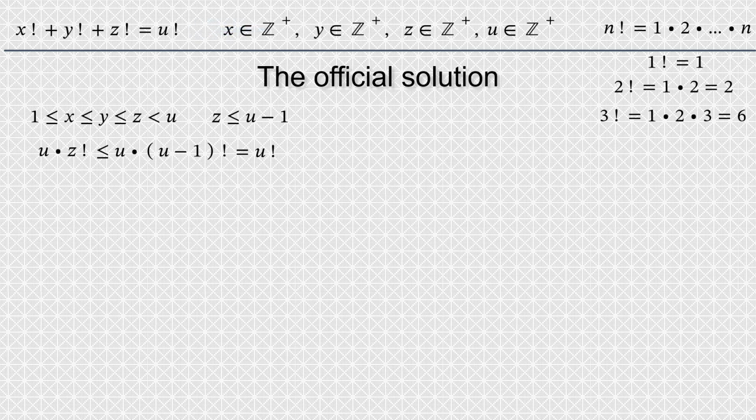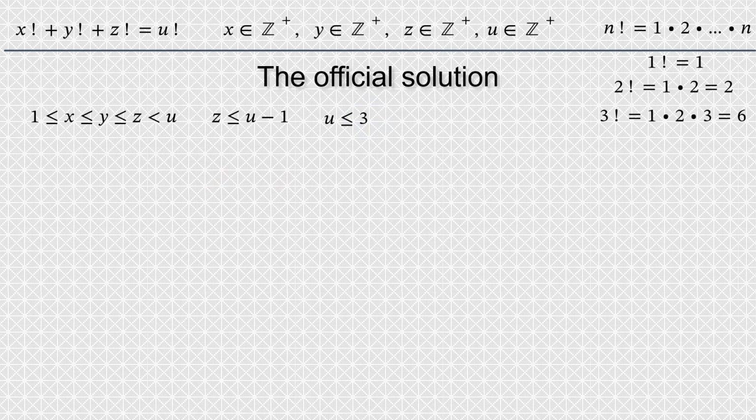According to the equation, u factorial is x factorial plus y factorial plus z factorial. And since x and y are no more than z, the expression is no more than 3 times z factorial. This chain of equalities and inequalities results in the following inequality. U times z factorial is no more than 3 times z factorial. And after dividing by z factorial, we get u is no more than 3. Now you can appreciate the magic of the trick, which has left us with only 3 values of u.